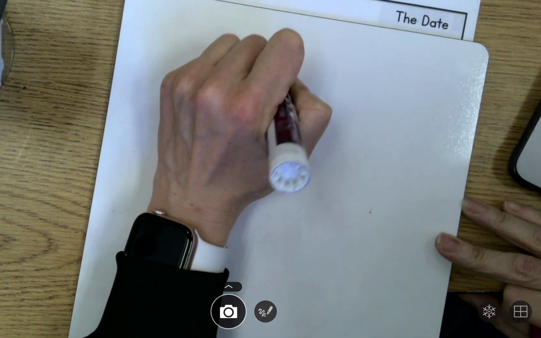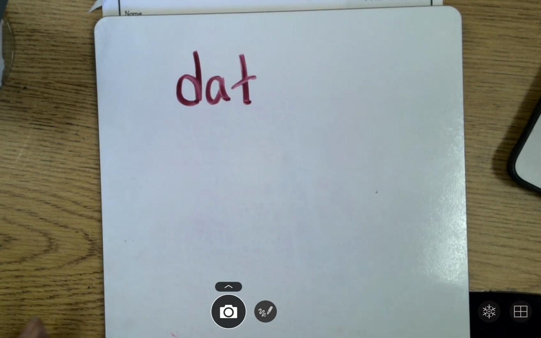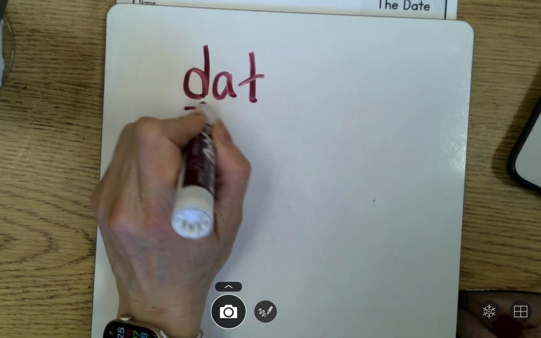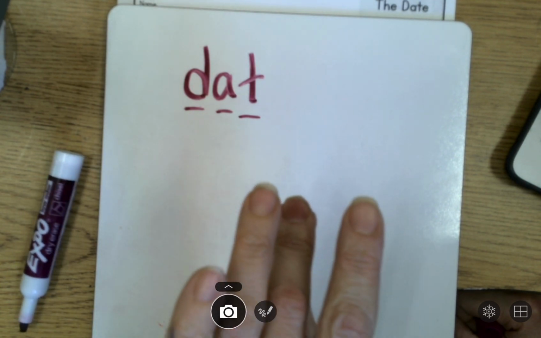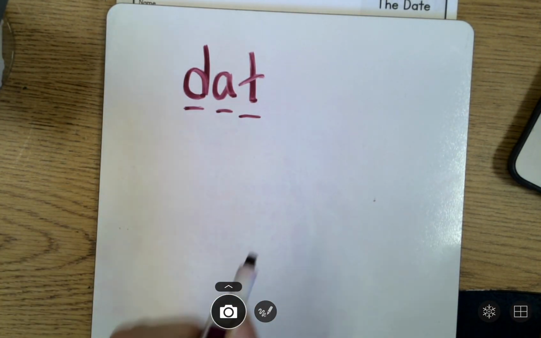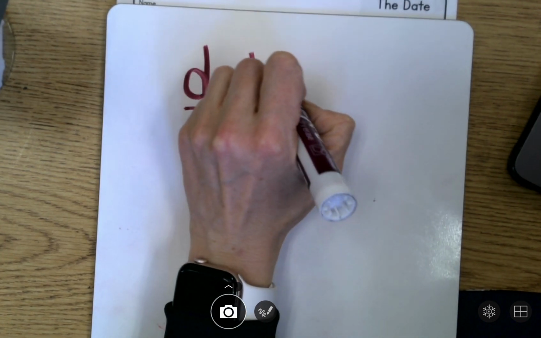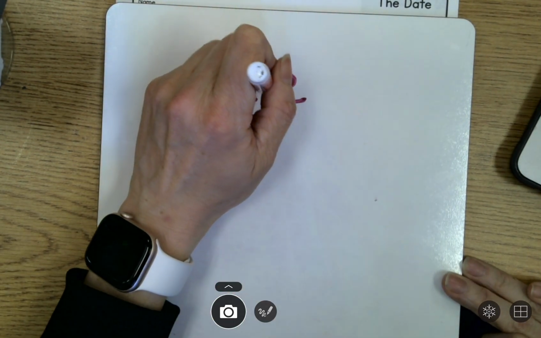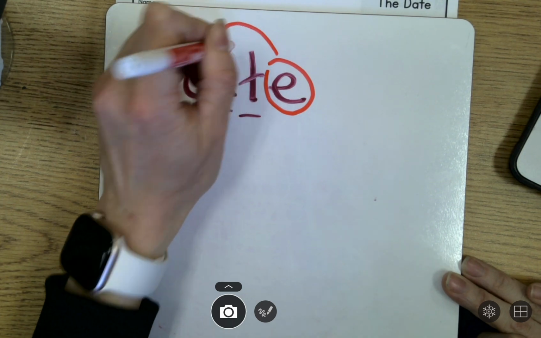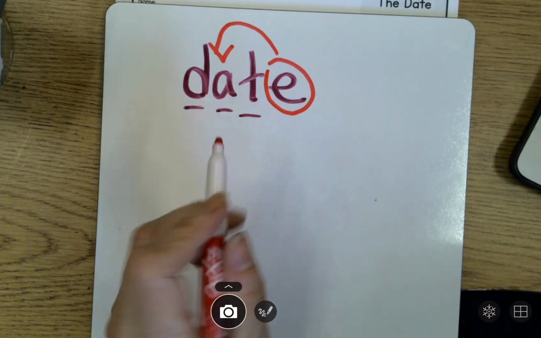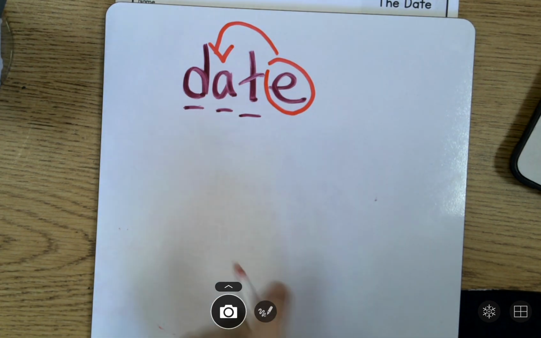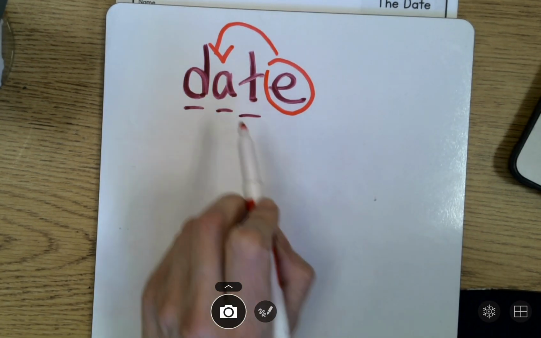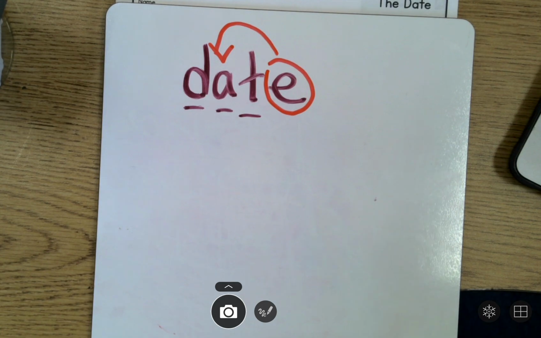So if I were to write D-A-T, I would read that "dat," okay? But if I put an E at the end, the E is magical. The E is going to tell the A to say its name, okay? So instead of "dat," we would now say "date." The E tells the A to say its name.